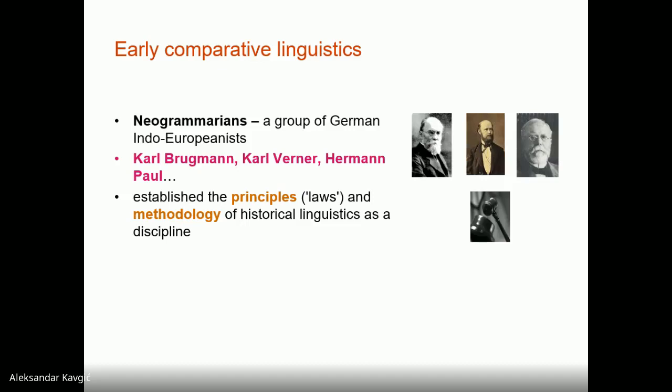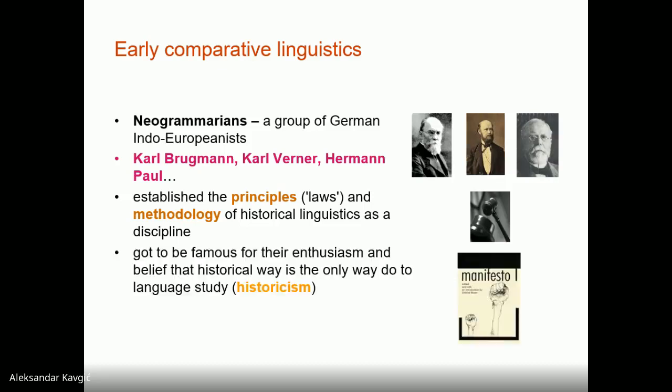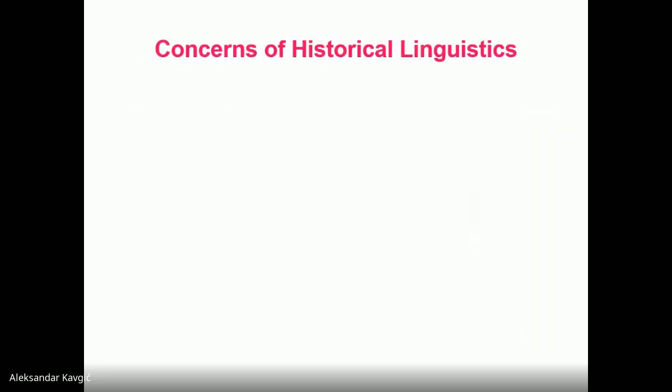So they actually are the first historical linguists that tried to formulate the rules of language change. Some of their ideas were really weird. Some of them were partially correct. Some are forgotten, but they are still remembered for their enthusiasm, because they believed not only that you can formulate rules of language change, they also thought that the only way to study language is to study the history of languages, which we know is not correct, but they were really enthusiastic about it.